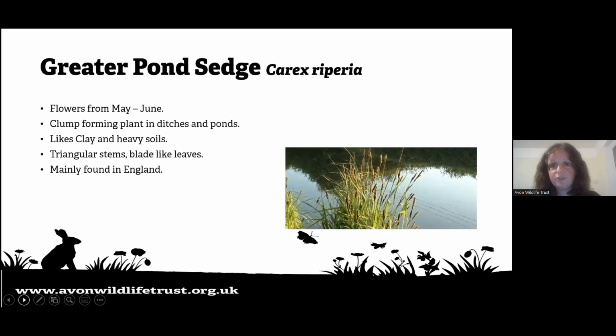Greater pond sedge, Carex riparia. It flowers from May to June. It's a clump forming plant in ditches and ponds. It likes clay and heavy soils. Triangular stems, blade-like leaves, and it's mainly found in England.